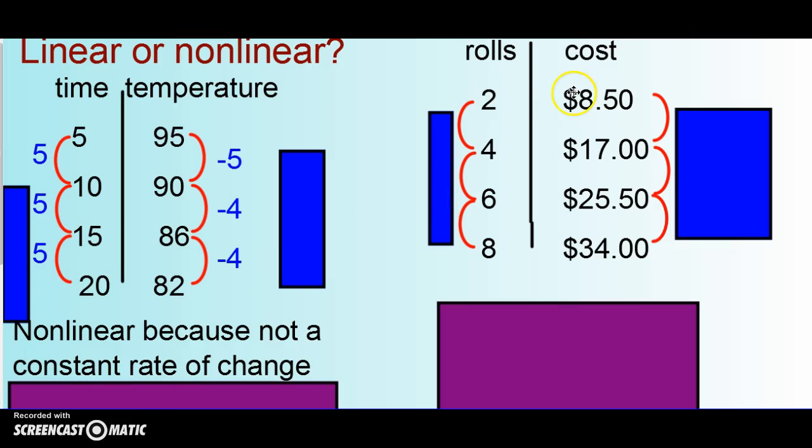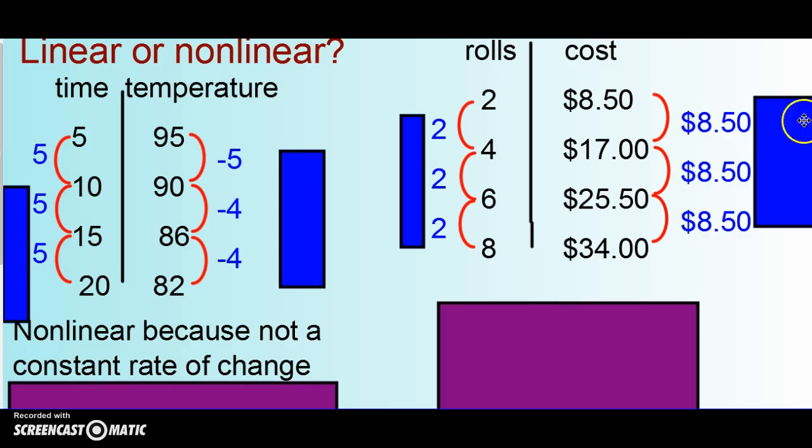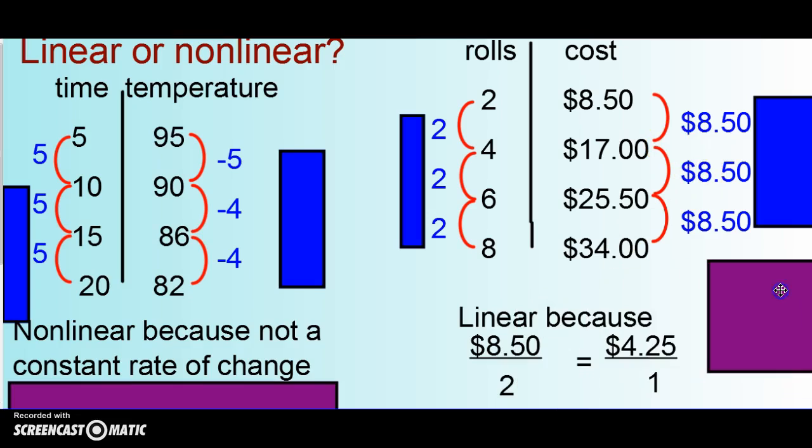Your rolls and the cost. If you keep buying rolls in quantities of 2 more at a time, is the cost changing at a constant rate? Or do you get a discount for the more you buy? We would say every time somebody bought 2 more rolls, it was another $8.50. So that is linear, because every 2 rolls, it costs another $8.50.